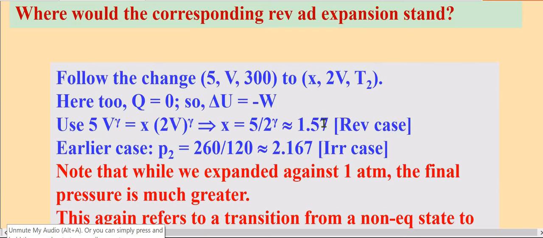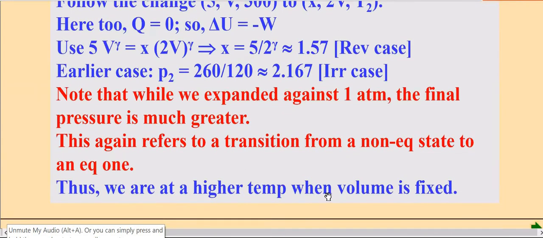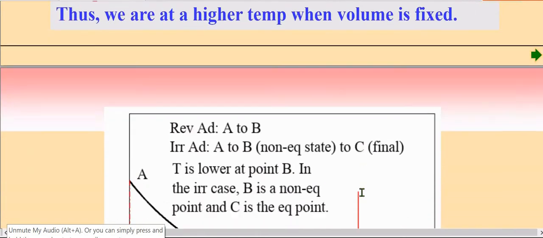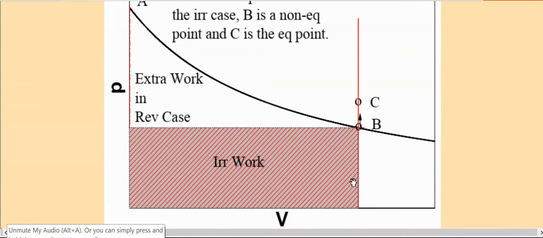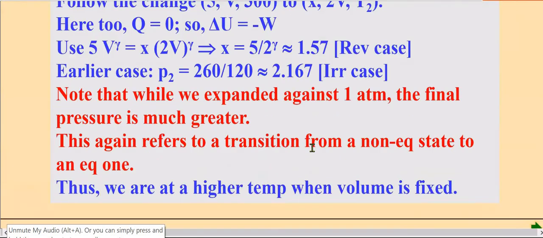So in the reversible case, you get the lowest possible temperature in the reversible adiabatic case, for a given increase in the volume. So this is one note that I just said. Again, referring to a transition from a non-equilibrium to equilibrium state, we are at a higher temperature when volume is big. So everything is covered. This was again yesterday's picture. This is irreversible work, so the thing goes up. So you see that the final pressure in the reversible case is lower, so naturally the final temperature is lower than the final pressure or temperature in the irreversible case, which we have just witnessed. So that's it.